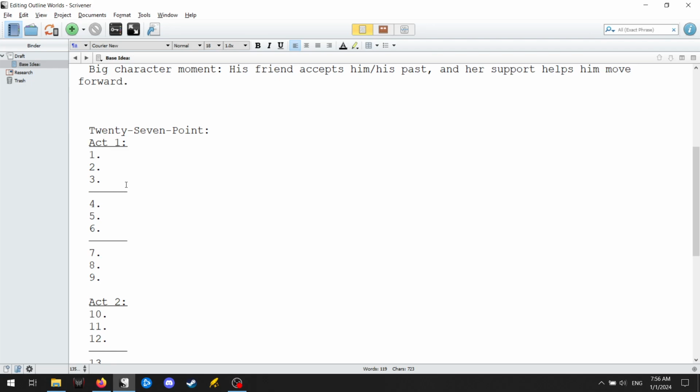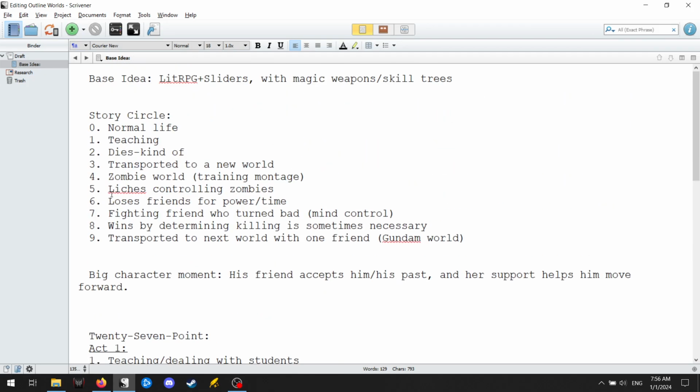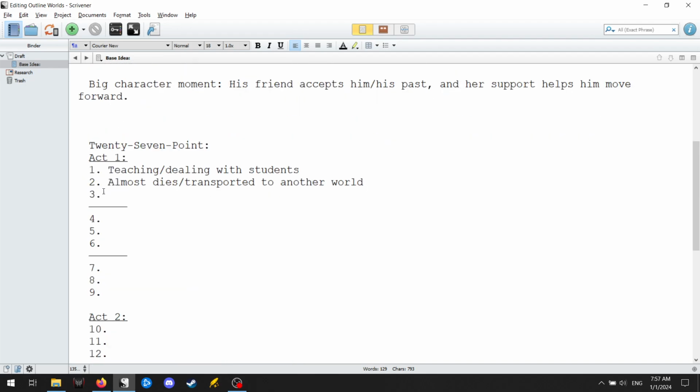So point 1 is teaching and dealing with students. Almost die and get transported to another world. So for me, points 0, 1, 2, and 3 are all crushed into 2 points here. And even though it's only 2 points, these can last pretty long. In my story for NaNoWriMo, these first 3 points are, I think, 9 chapters.